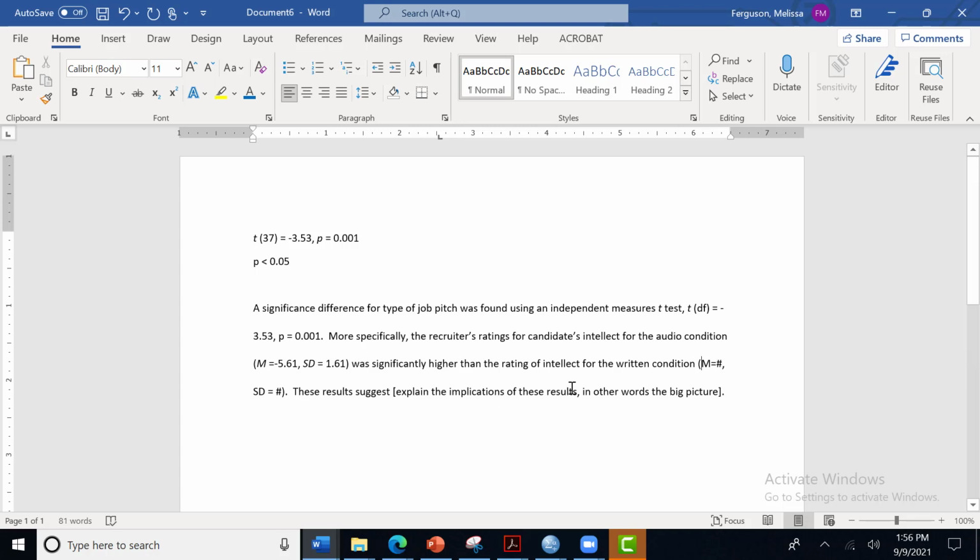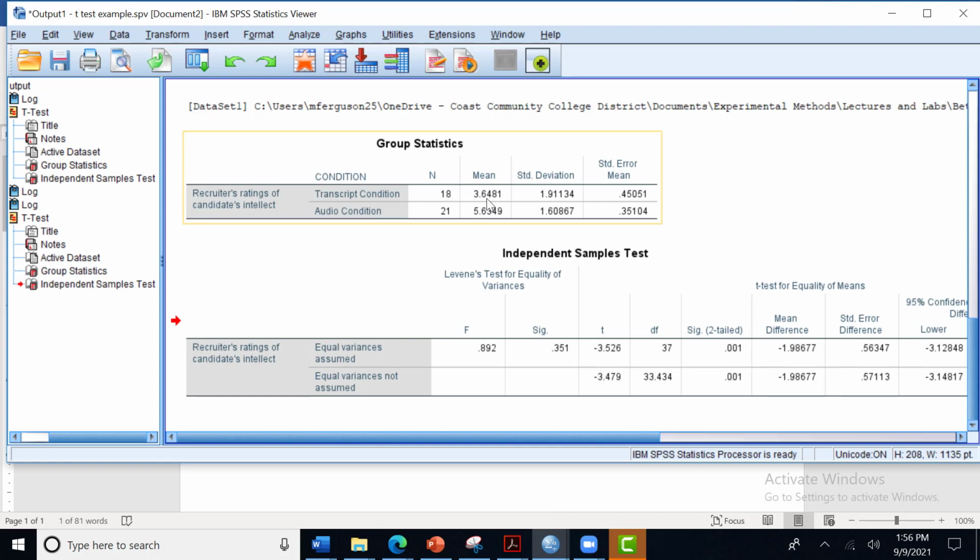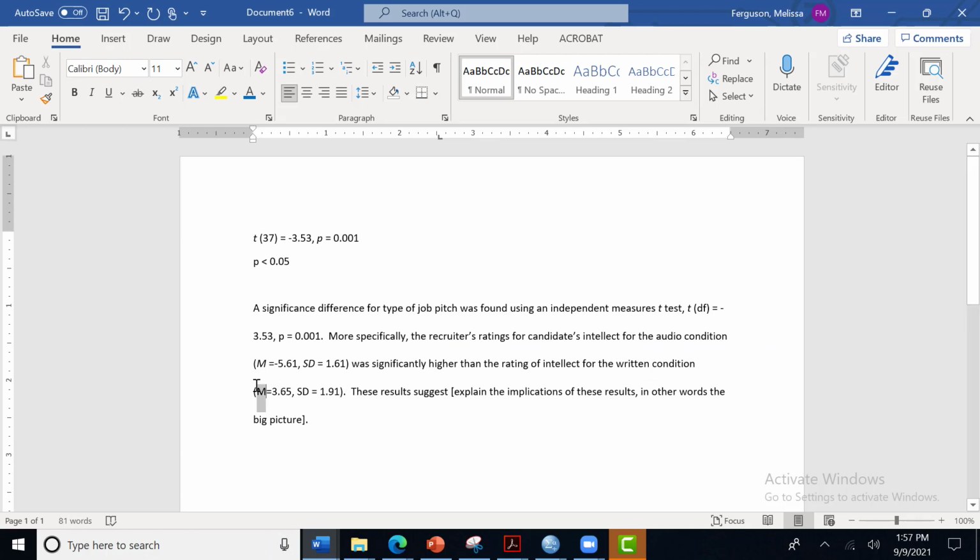For the written condition. Lots of parentheses there. Now we're going to go get that mean and standard deviation. 3.65 and 1.91. Again, I'm going to italicize the mean and the standard deviation.